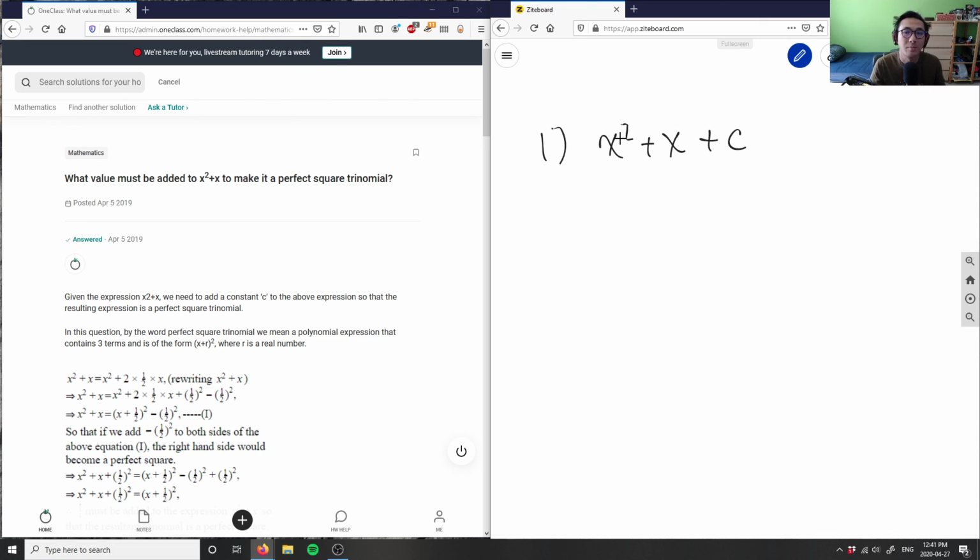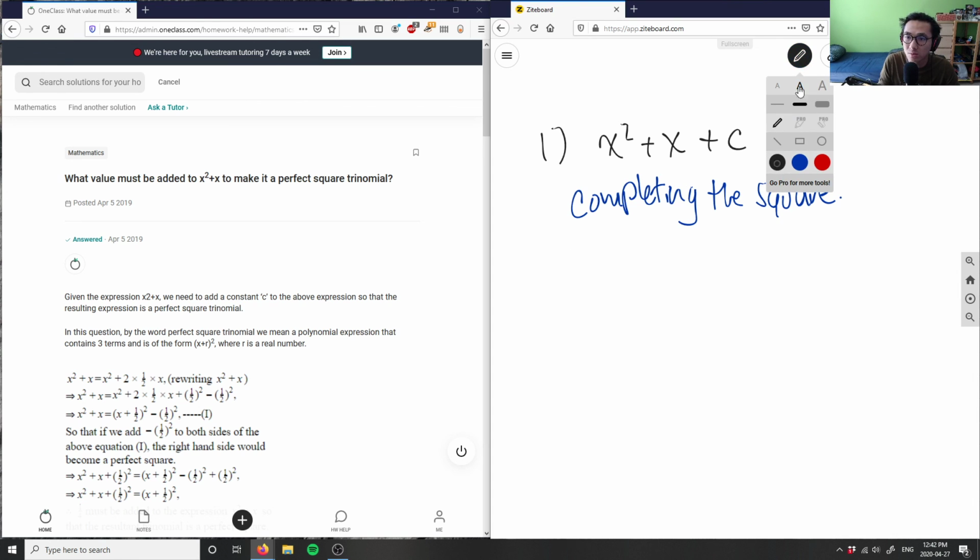You can think of this as completing the square, or you can think of this question as: what value of c makes it a perfect square trinomial? I think of it as completing the square because completing the square requires a perfect square trinomial for us to simplify it. So if I have to complete the square, I have x squared plus x plus c here.